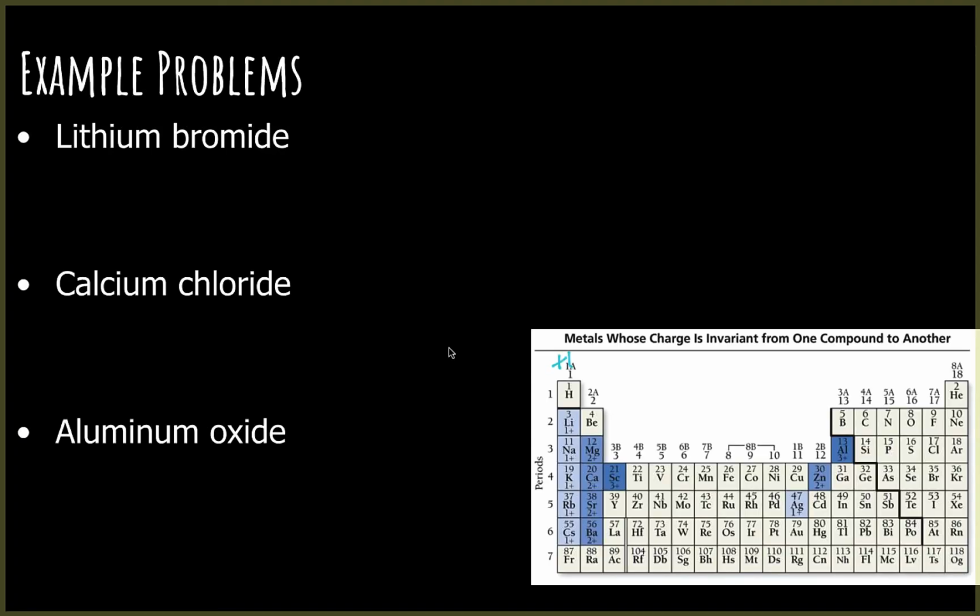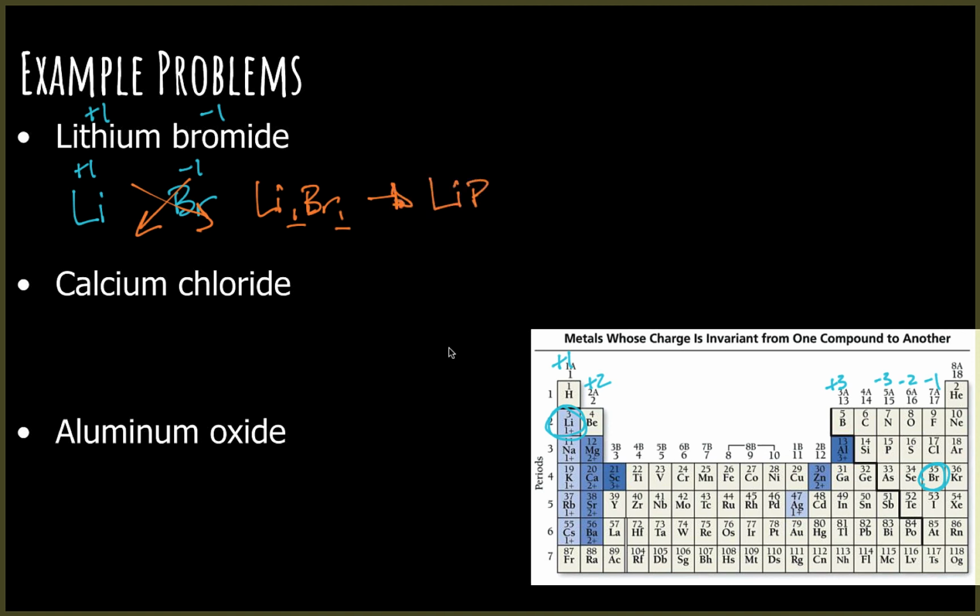Okay, so group 1 was +1, 2 is +2, 13 is +3, 15 is -3, 16 is -2, 17 is -1. All right, so lithium is in group 1, so it forms a +1 charge. Bromine is a halogen, so it's a -1 charge. So Li +1, Br -1. Then I'm going to crisscross the charges so the 1s come down. So Li1, Br1. Like we said, if they're 1s, you're not going to write them, and if they're the same, they cancel out. So this becomes LiBr.